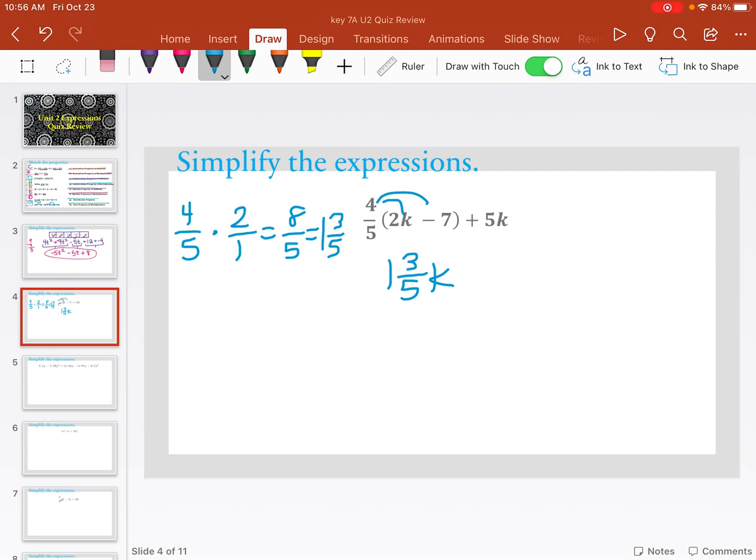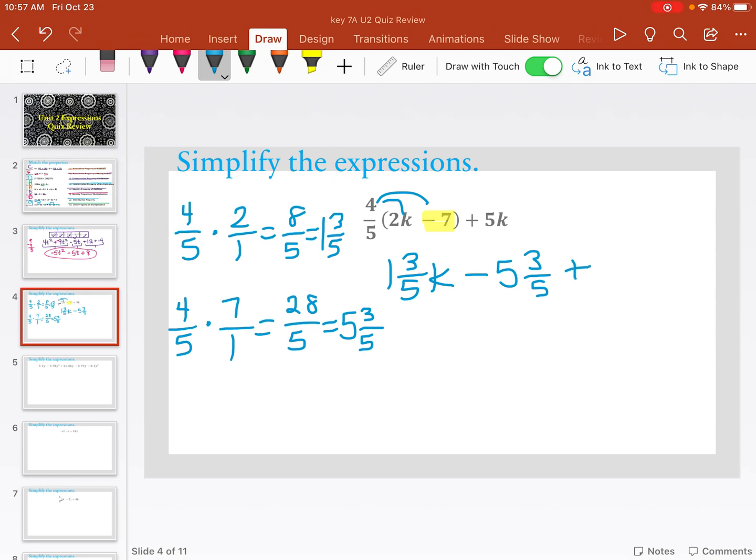Then this 4/5 times negative 7, so 4/5 times 7 over 1. 7 times 4 is 28 over 5. I do need to simplify that, so 5 comes out of 28 5 times, with 3 left over, so 5 3/5. It was a positive times a negative 7. Remember, I'm treating this like a negative 7, like I'm boxing that almost. So this is a negative, or subtract, 5 3/5. And then I'm going to bring down this plus 5k.